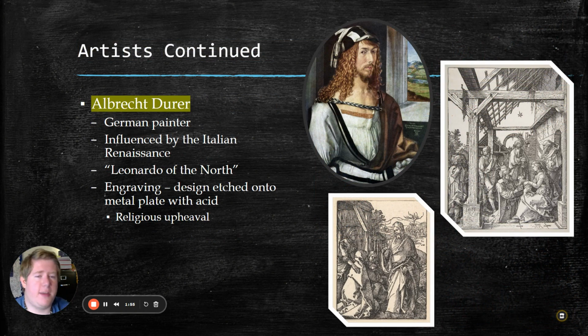But probably the most famous artist to talk about is Albrecht Dürer, a German painter who was heavily influenced by the Italian Renaissance. Basically, he's considered the Leonardo da Vinci of the Northern Renaissance, very similar to da Vinci in terms of engineering, inventions, and just the amount of things that he did. One of the things he pioneered and created was engraving. This is designs etched onto a metal plate with acid, typically depicting religious upheaval like the end of the world, like the Book of Revelation, the end of the Bible. That's what Dürer was like, this is my bread and butter, this is what I'm going to focus on.